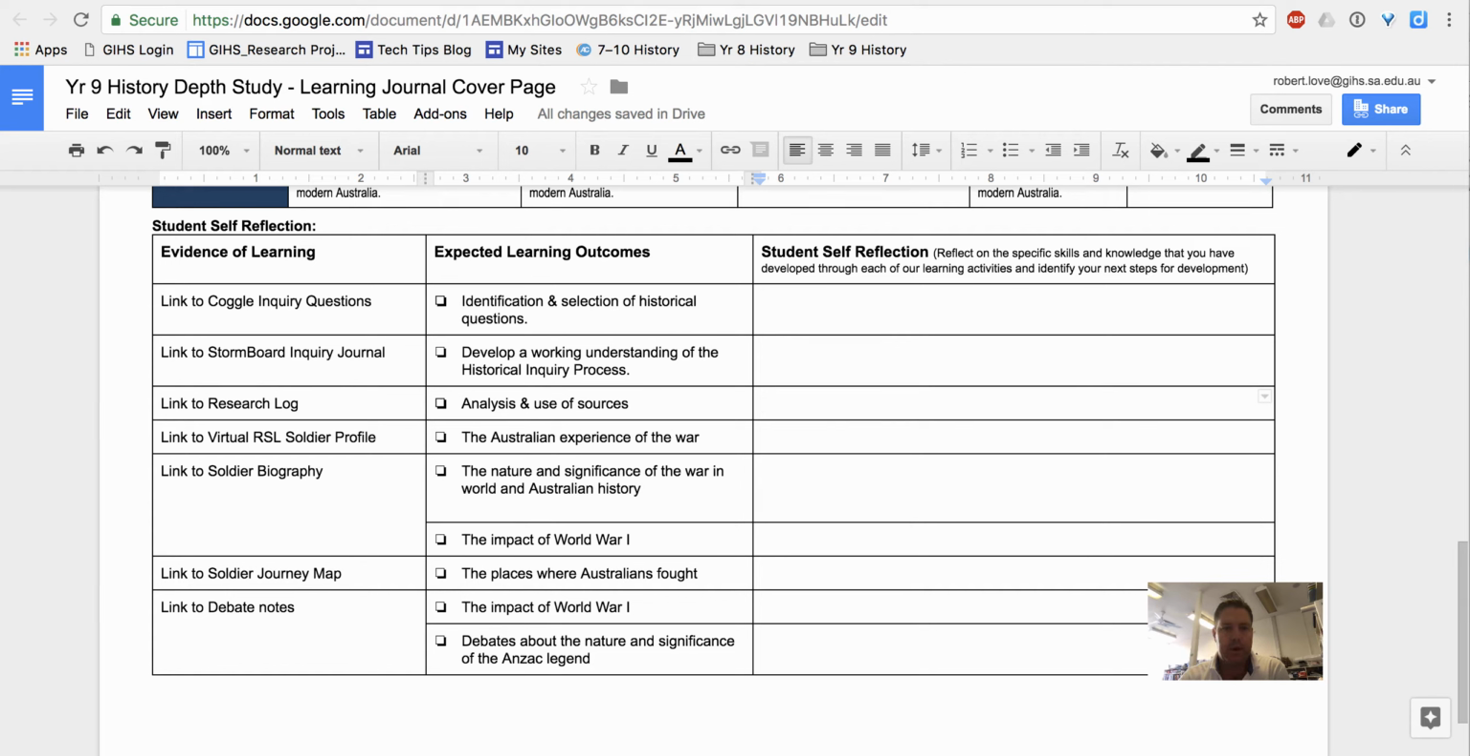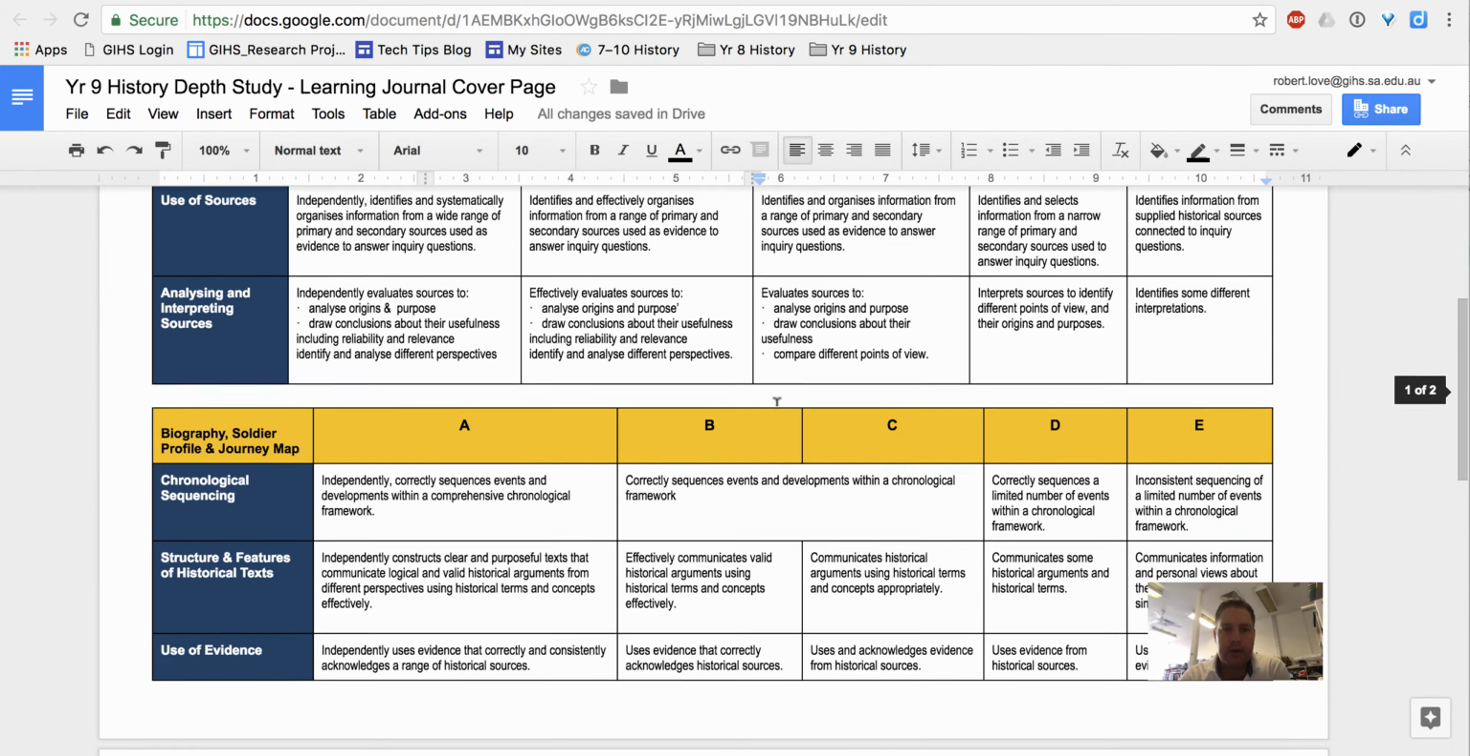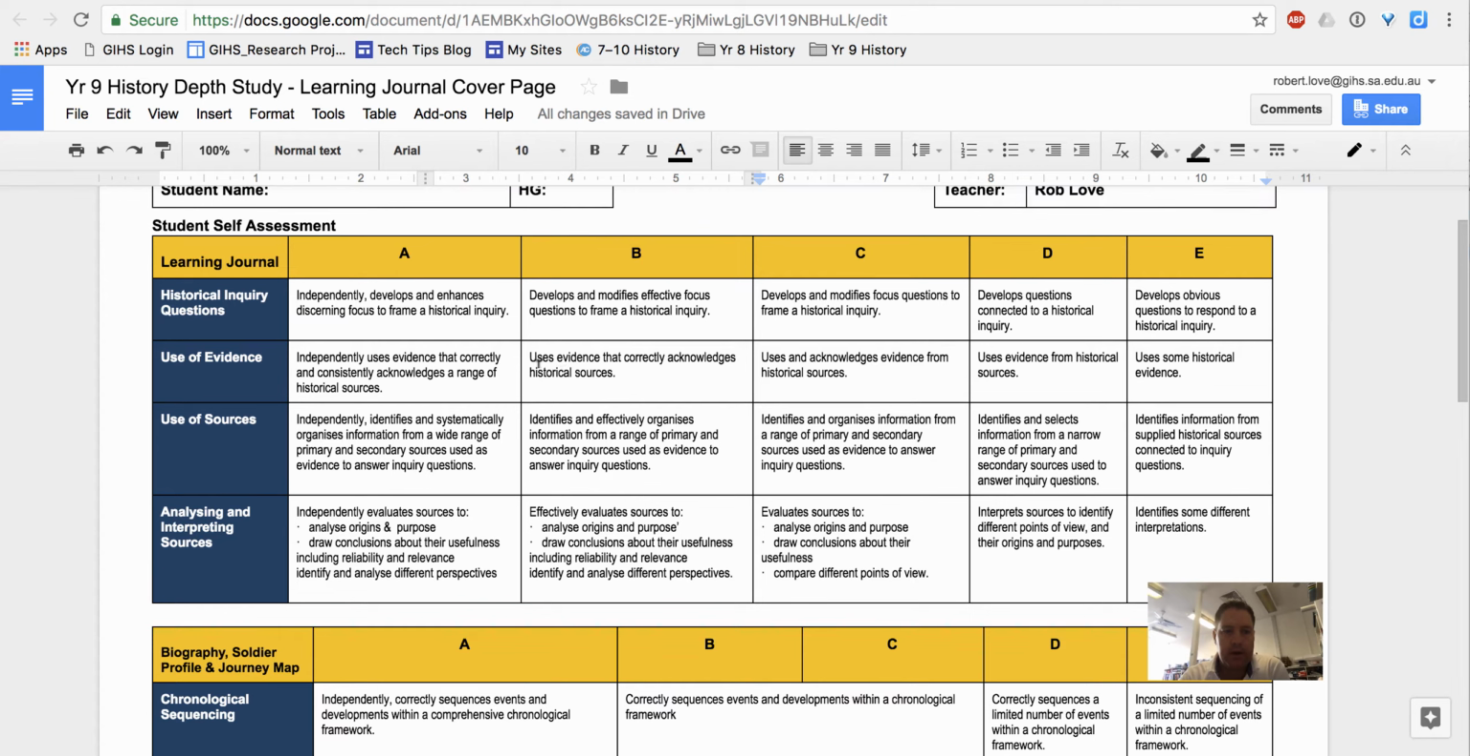Okay, and lastly, we're going to talk about how you're going to reflect on your research log. So you've inserted your link to your research log here, and you should be reflecting on your capacity to analyse and use sources. If you scroll back up to the Learning Journal assessment rubric, you'll see that your analysis and use of sources is assessed in 3 different areas.